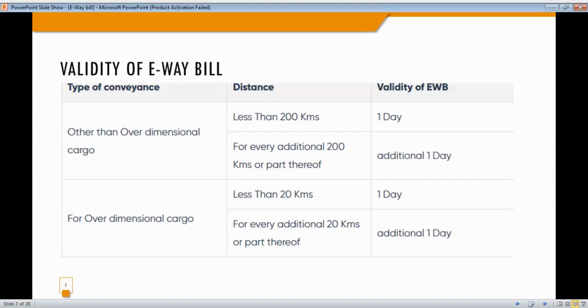When it comes to the table of validity of e-way bill, here are the types of conveyance. The first one is other than over dimensional cargo, and the second is over dimensional cargo. For distance less than 200 kilometers, the validity of EWB, that is e-way bill, will be one day. For every additional 200 kilometers or part thereof, an additional one day will be given. For over dimensional cargo, for less than 20 kilometers, the validity of e-way bill will be one day. For every additional 20 kilometers or part thereof, an additional one day will be given.